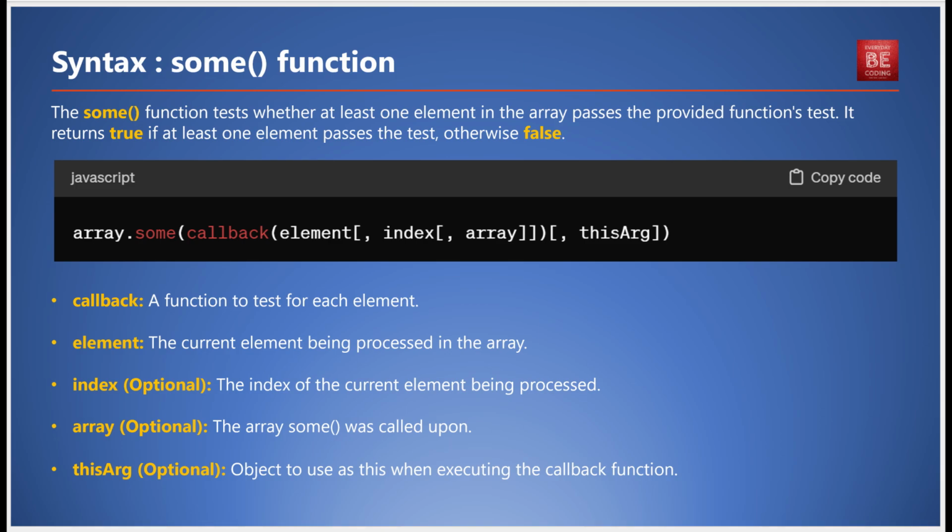Now, shift gears and look at the some function. The some function is a little more lenient. It tests whether at least one element in the array passes the test provided by a function. If at least one element passes the test, it celebrates by returning true. If not, it sadly returns false.